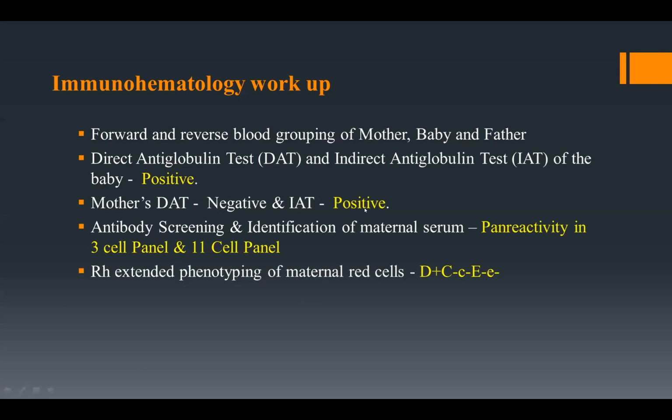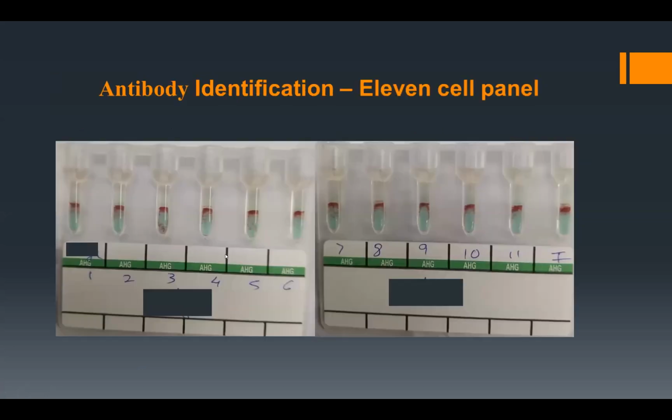So we ran an antibody screening and identification for the maternal serum. We obtained pan-reactivity in both Rhce and 11 cell panels. As you can see here, this is how the 11 cell panel looked, which gives almost the same grading of reaction for all the 11 cells.